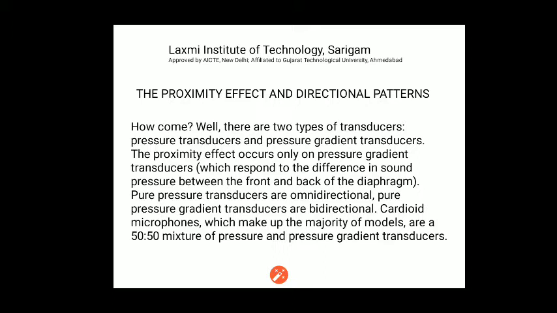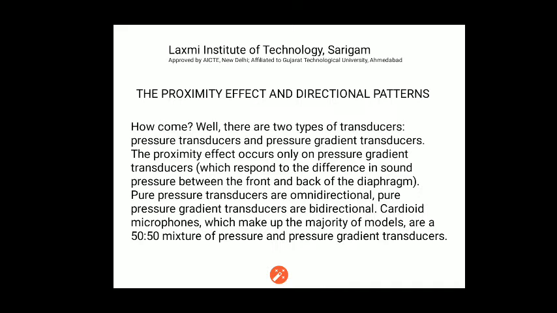How does the proximity effect come about? Well, there are two types of transducers: pressure transducers and pressure gradient transducers. The proximity effect can occur only in the pressure gradient transducer, which responds to the difference in the sound pressure between the front and back of the diaphragm.